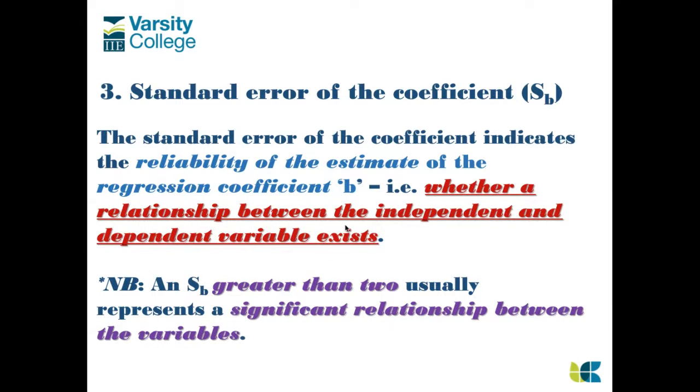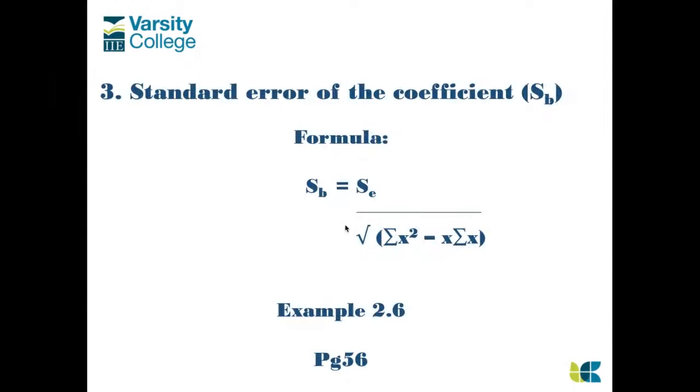Standard error of coefficient. The standard error of the coefficient indicates the reliability of the estimate of the regression coefficient B, and therefore whether a relationship between the independent and dependent variable exists. It does a good job of estimating the reliability of the regression coefficient B. Remember, B in your line is the slope. Then it says an SB greater than 2 usually represents a significant relationship between the variables. Then they just give the formula.